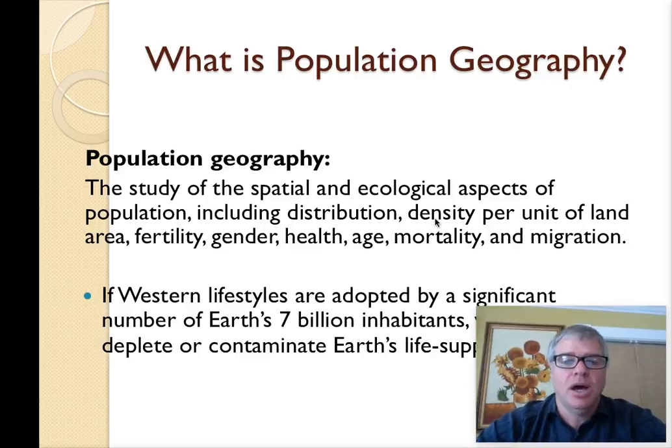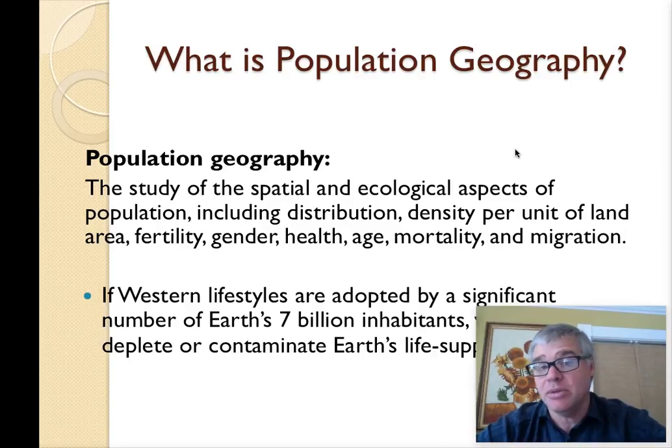So one of the things that makes this critical to study is that there's an environmental issue here: if the population of the world gets too big, of course, there could be serious repercussions for human societies, but also the general environment. One scholar estimates that if Western lifestyles, like the kinds that we live here in the United States, are adopted by a significant number of Earth's 7 billion inhabitants, we may soon deplete or contaminate most of Earth's life support systems. And so we'll talk a little bit about this potential impending doom.